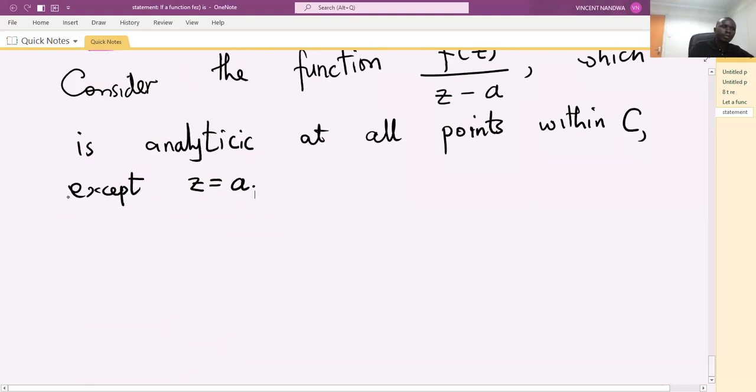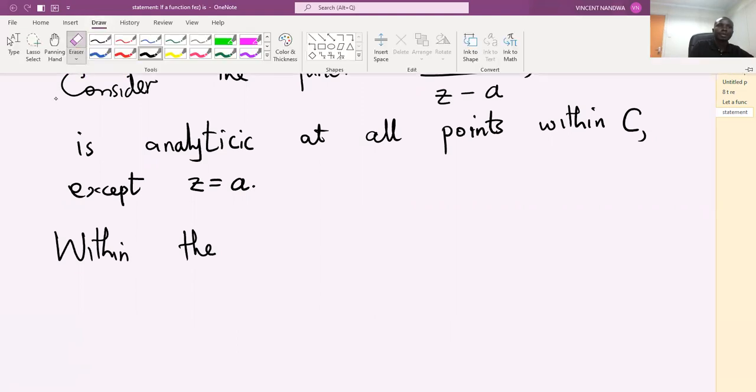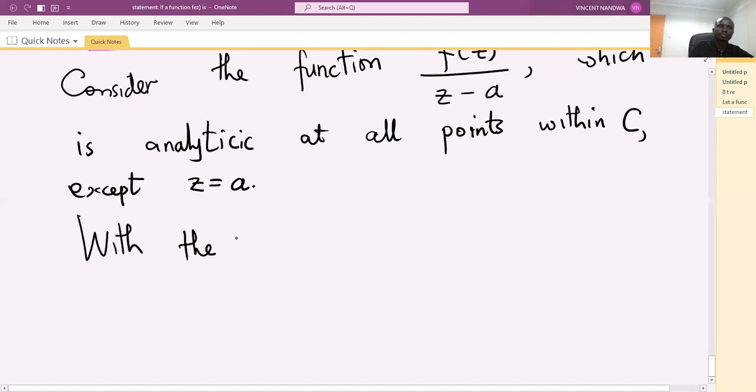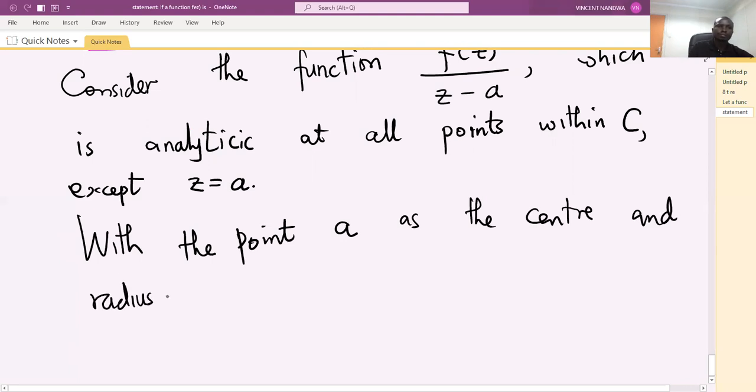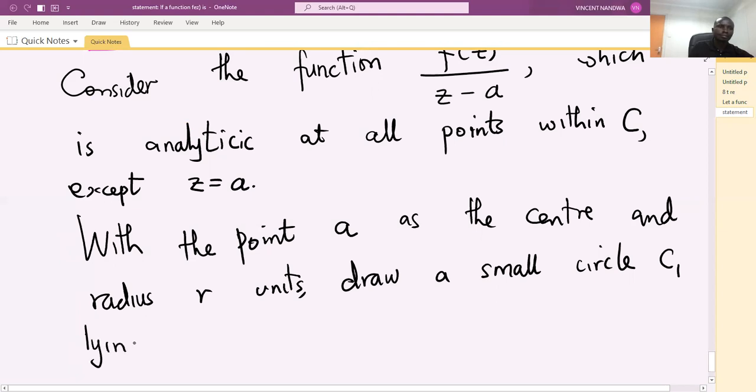Now, with the point A at the center and radius r units, draw a small circle, call it C1, lying fully within C.